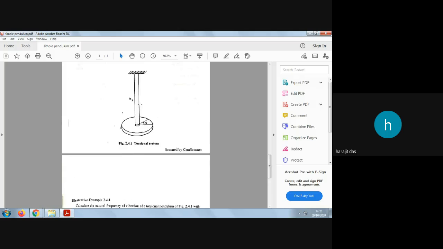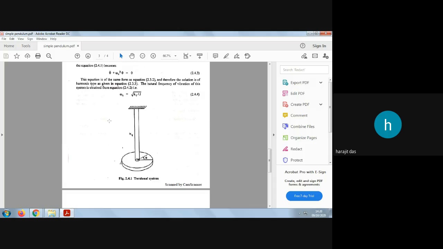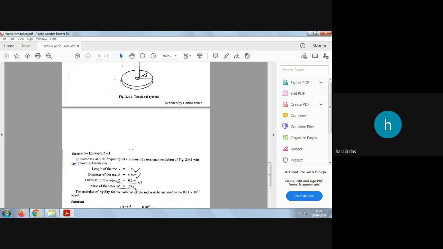For every system there is a natural frequency. For a single degree of freedom system there will be one natural frequency. For a double degree of freedom system there will be two natural frequencies, like that. So for this single degree of freedom system you need to find the natural frequency of vibration.